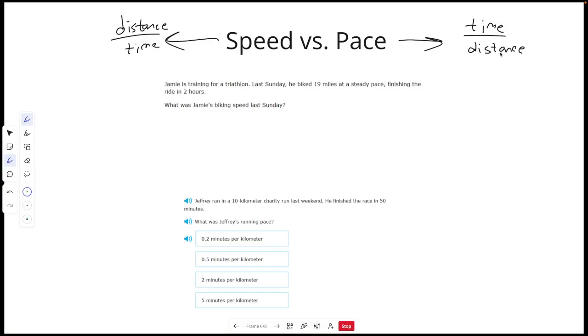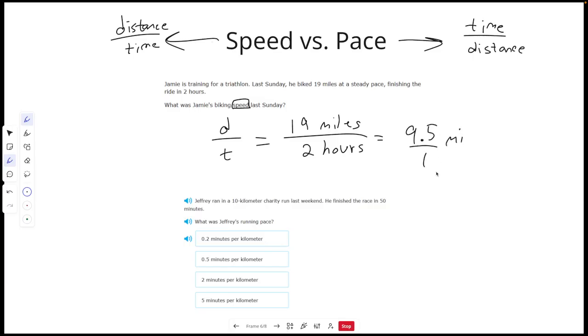So in these two problems, the first one says, what was Jamie's biking speed? So that tells me I need to do the distance divided by the time. Well, the distance was 19 miles divided by 2 hours, which will give you, not 8.5, it'll give you 9.5 miles per 1 hour. He's going 9.5 miles an hour.